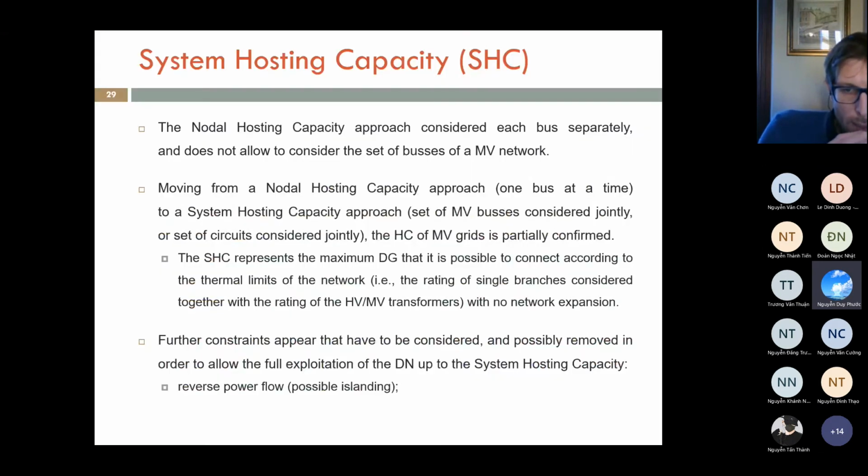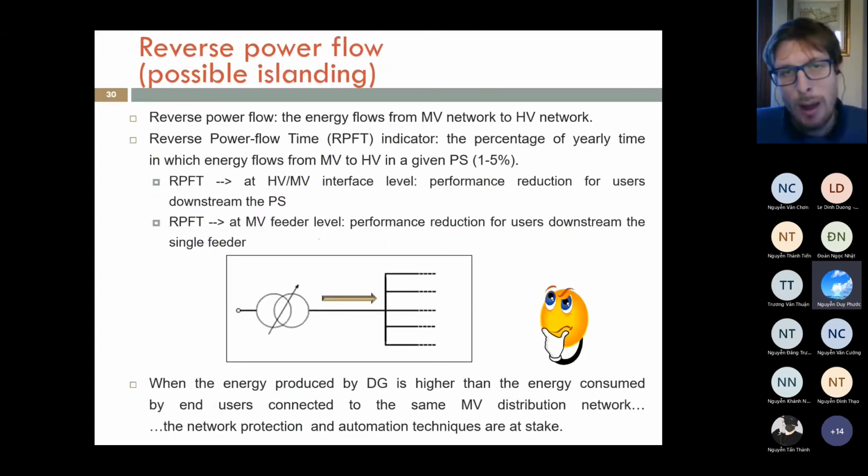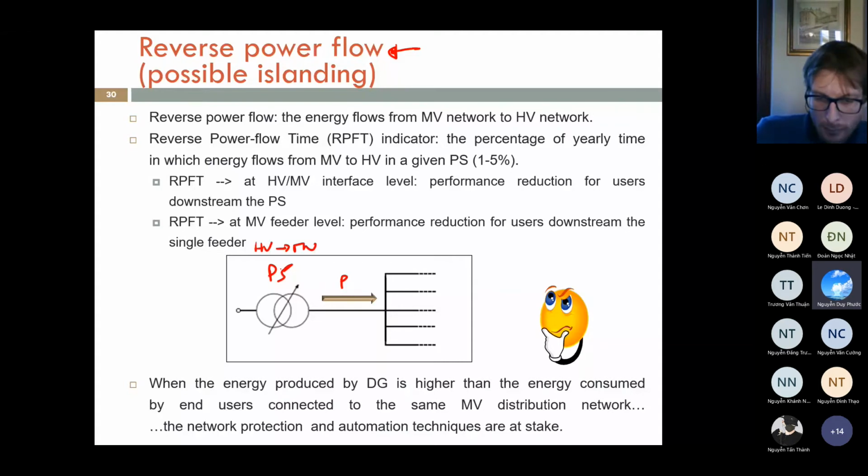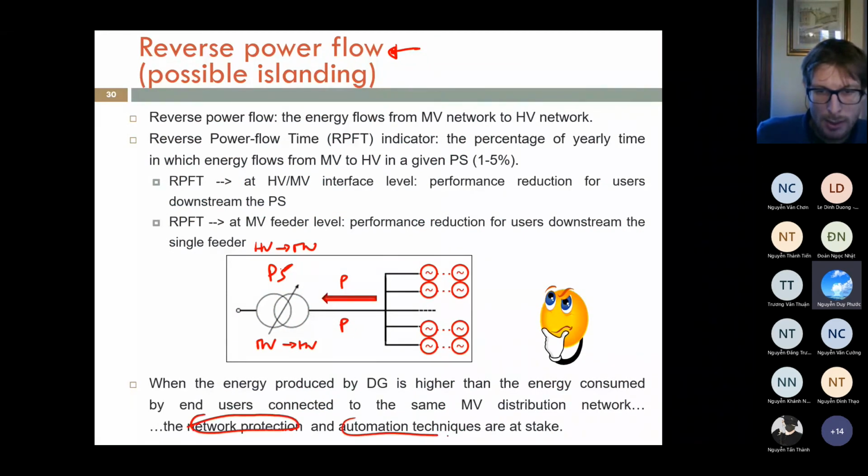What about the system hosting capacity? One of the main issues that we are facing, if we consider not just one bus but the whole distribution network, is what is called reverse power flow. What does reverse power flow mean? Historically, the power goes from the high voltage to the medium voltage side. But if you install generation on the medium voltage side, you will end up with a power flow that goes from the medium voltage to the high voltage, which introduces some problems in the network protection, automation techniques, etc.